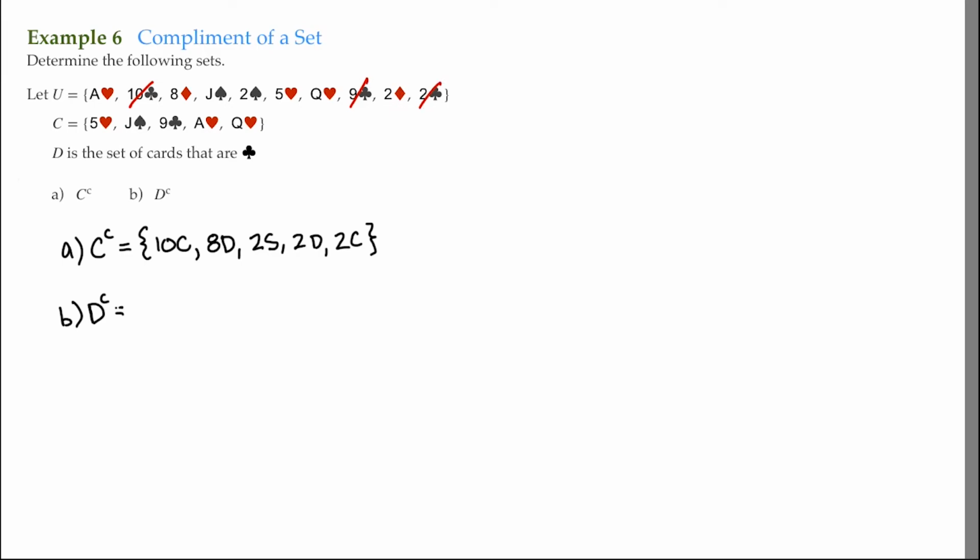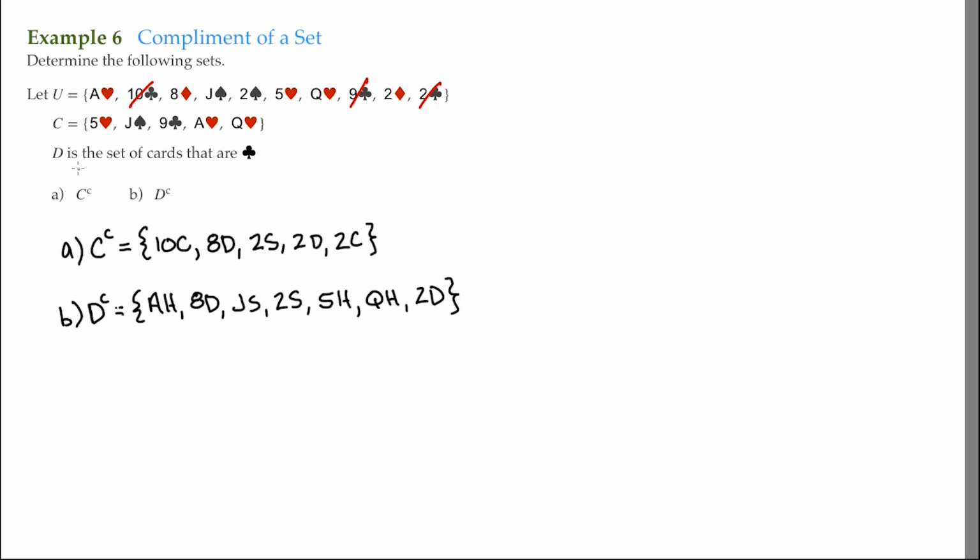Then everything left over is the complement. So I'll put down the Ace of Hearts, 8 of Diamonds, Jack of Spades, 2 of Spades, 5 of Hearts, Queen of Hearts, and finally the 2 of Diamonds.